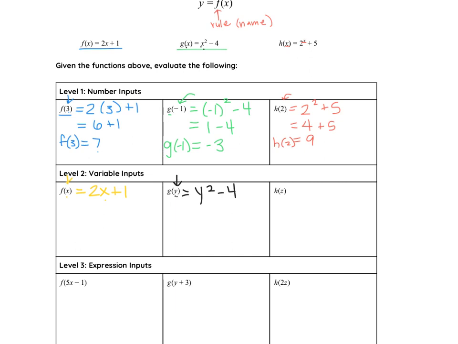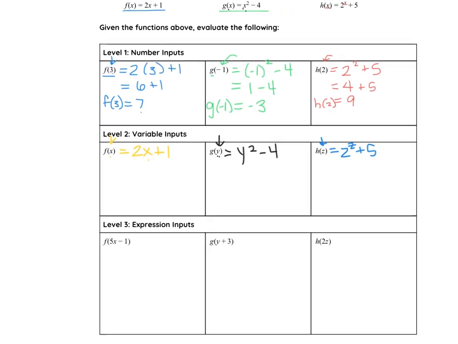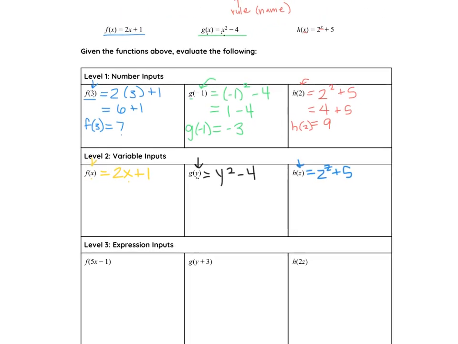So let's look at h of z. That's the last one here. H of z, everywhere I see an x, I'm replacing my input with z. So this is going to be 2 to the z plus 5. And again, that's all we can do. I can't simplify that any further. So now the last one here is level 3, and this is where students generally get confused. So if you need to watch this over and over again, that's okay.